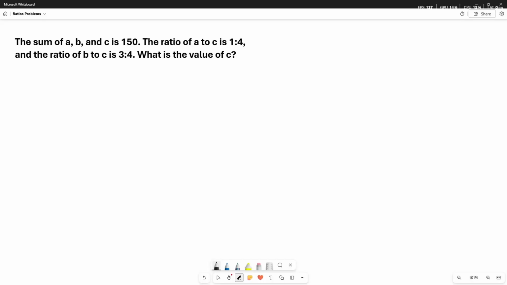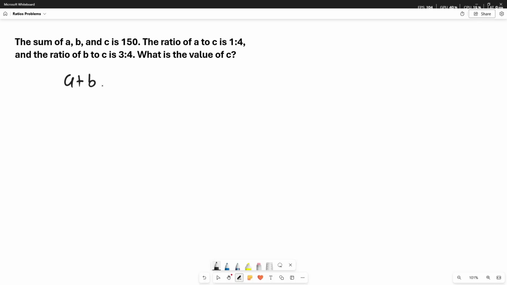The sum of A, B, and C is 150. The ratio of A to C is 1 over 4, and the ratio of B to C is 3 over 4. What is the value of C? So let's write down the problem.